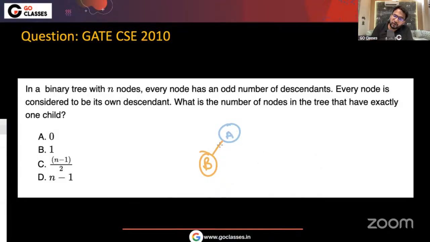See, the moment you have exactly one child, you will be having an odd number of descendants. In other words, if you have to have an even number of descendants of A, then you have to have actually either zero or two children of A. See, suppose the condition is that I have to have an even number of descendants of A.